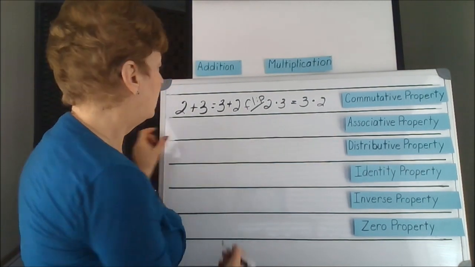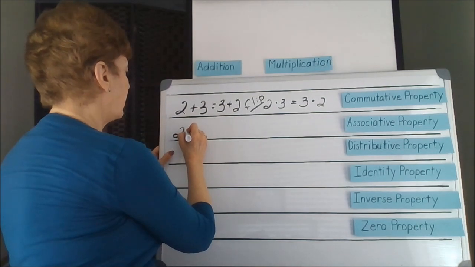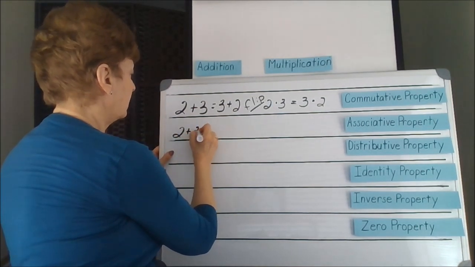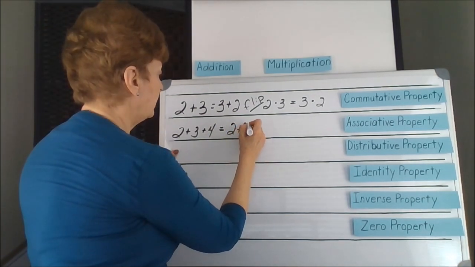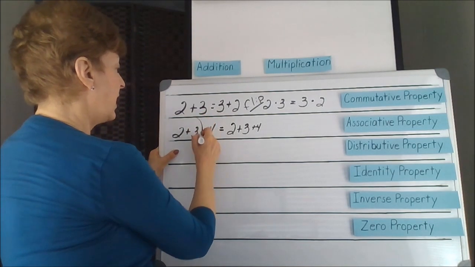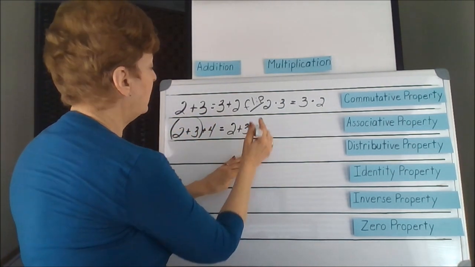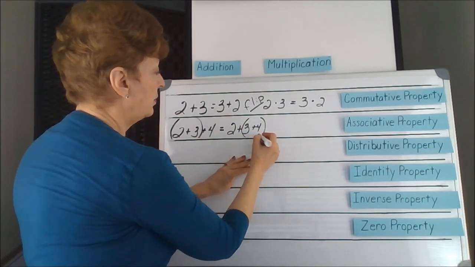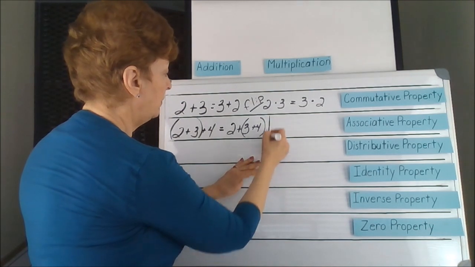Associative property. These are in the same exact order. They're usually 3 terms and we're going to keep that same order. But we will associate the first two terms, and on the other side of the equal sign, we'll associate the last two. The associative property of multiplication is similar.